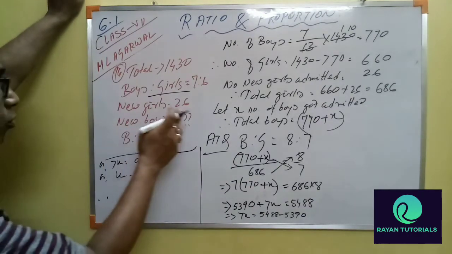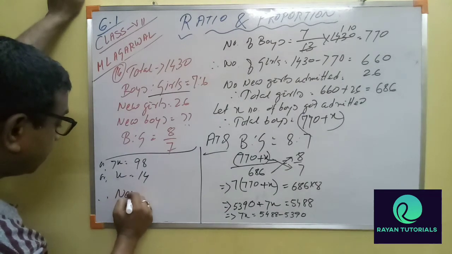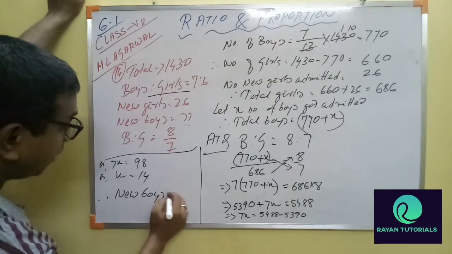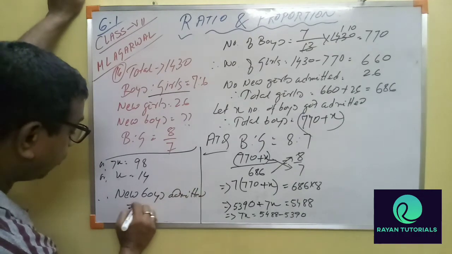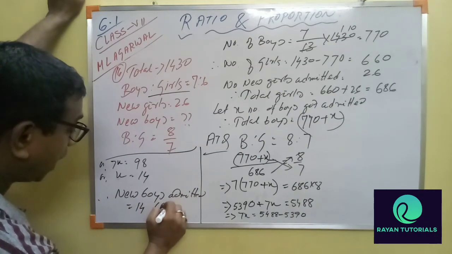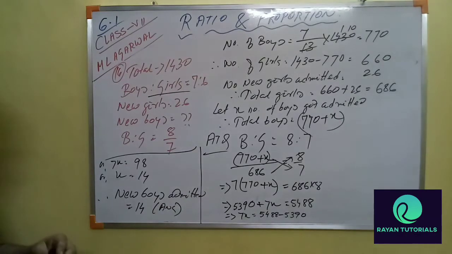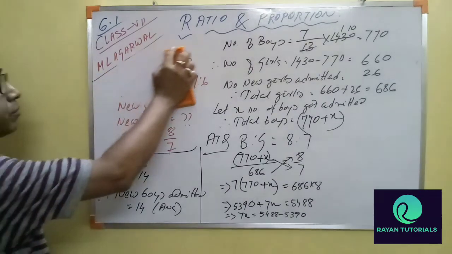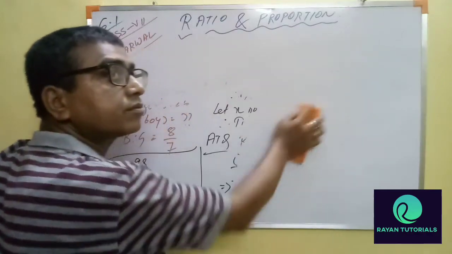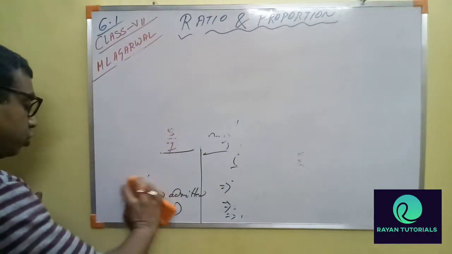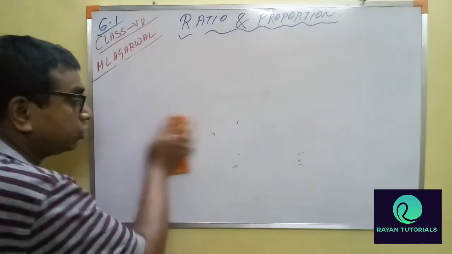Therefore, new boys admitted equals 14. Answer. See, that okay or not? I think it's okay. Right? Okay. So now what should I do?